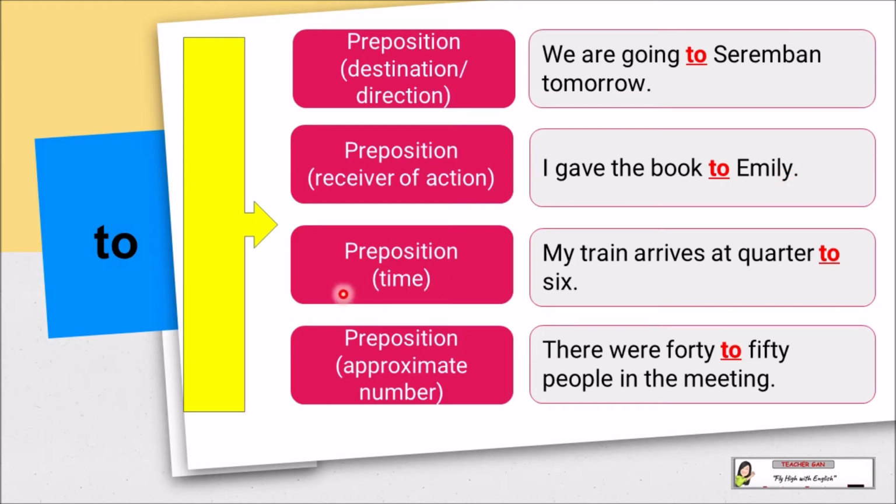Number 3 will be preposition of time. For example, my train arrives at 5:45. So 5:45 is for time. The next one, number 4. The fourth rule is preposition for approximate number. For example, there were 40 to 50 people in the meeting. So 40 to 50 will be numbers.